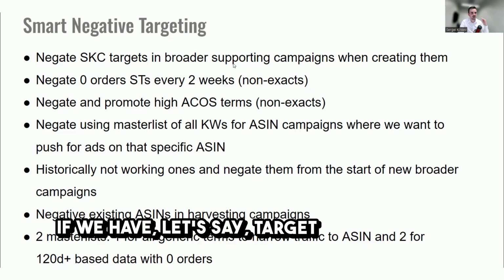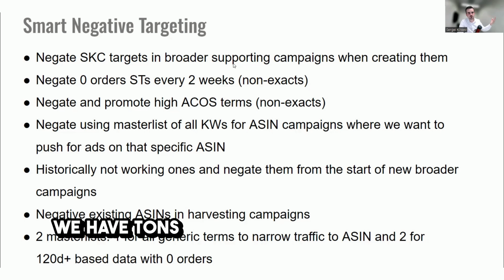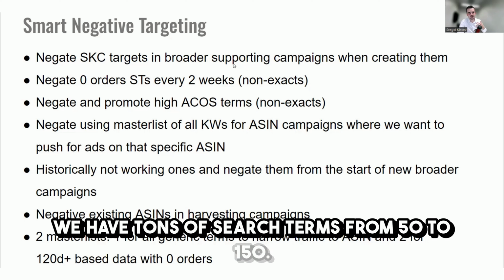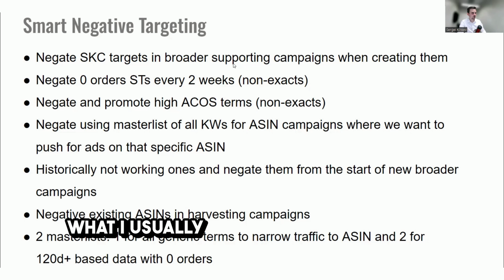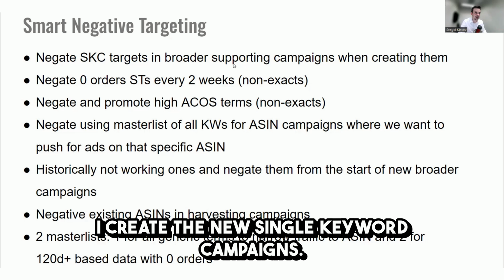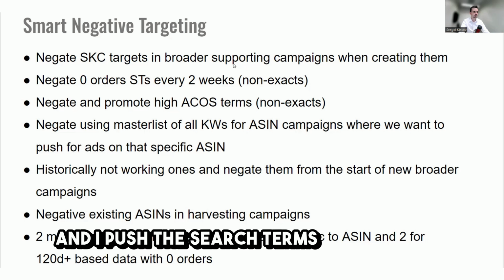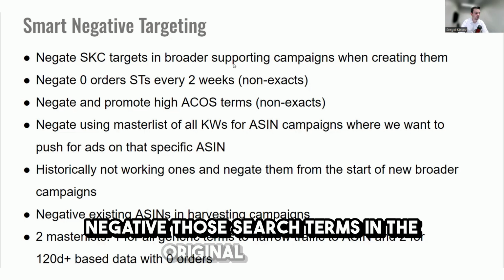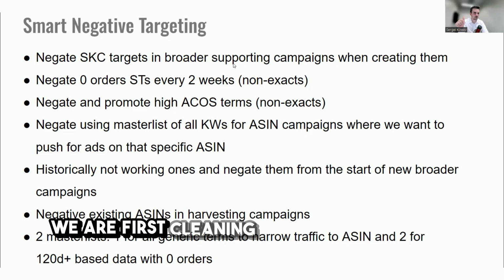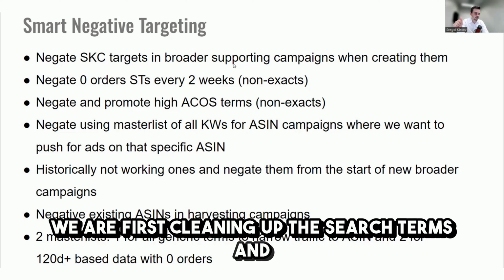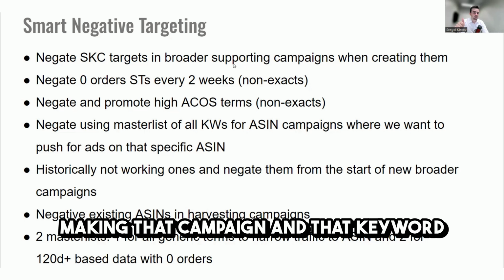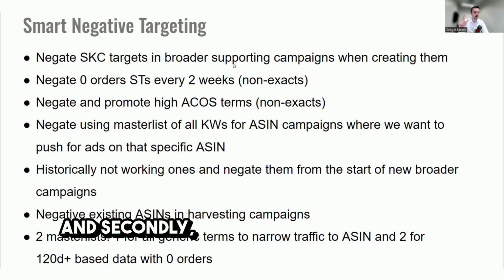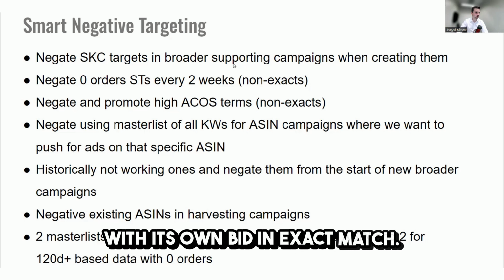If we have, let's say, a target ACOS of 50, but we have tons of search terms from 50 to 150, what I usually do, I just take all those search terms, I create new single keyword campaigns, and I push the search terms again, right? And we negative those search terms in the original campaign, and we are first cleaning up the search terms and making that campaign and that keyword more profitable. And secondly, we're testing new search terms with their own bid in exact match.